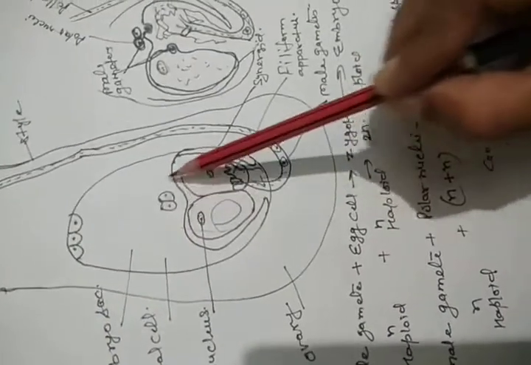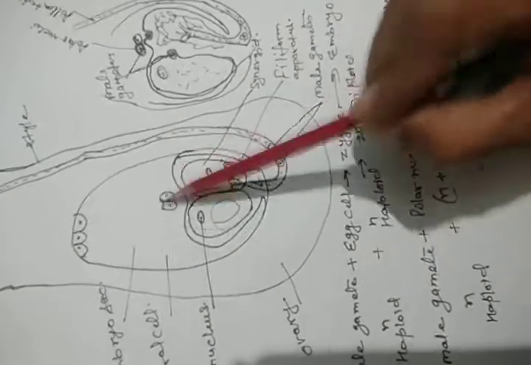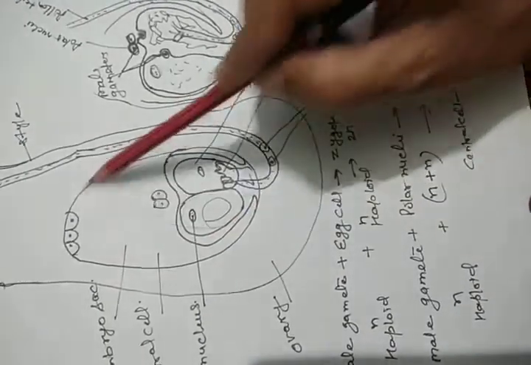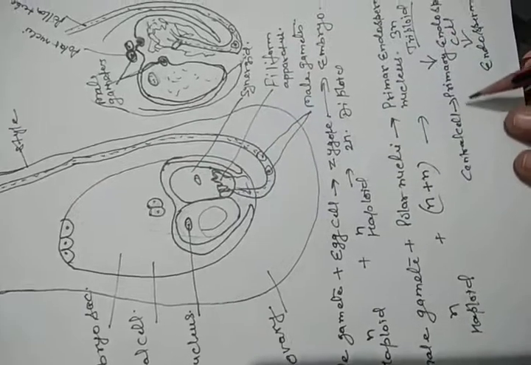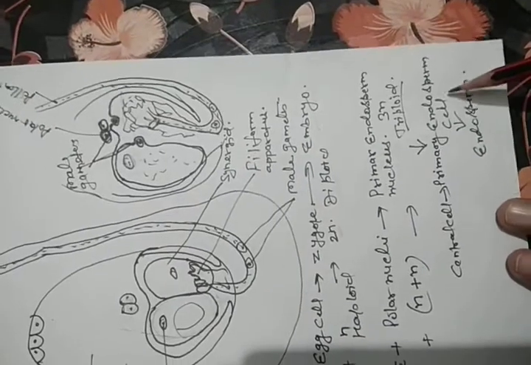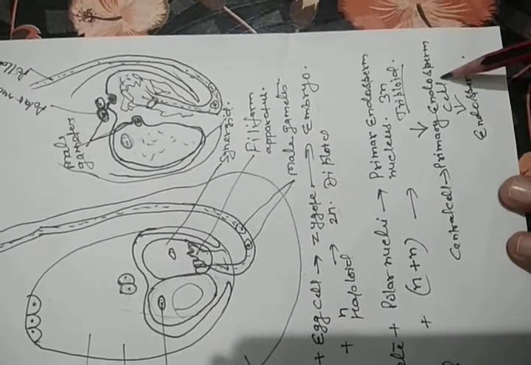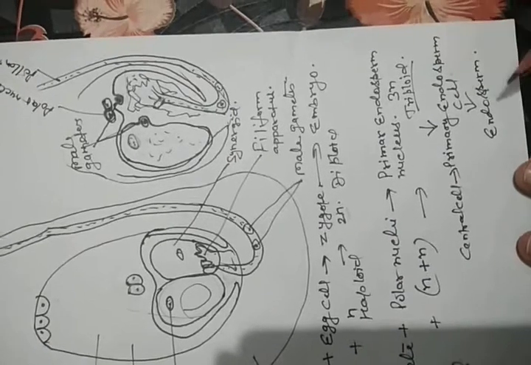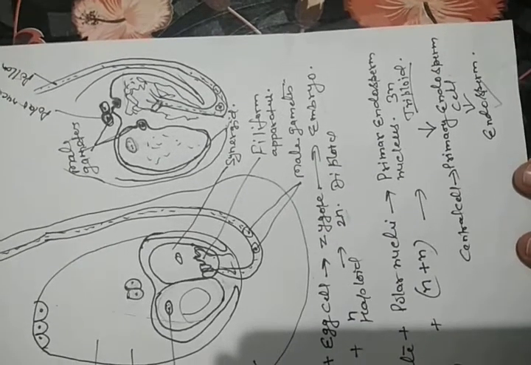Where? In the central cell. This is the primary endosperm nucleus formed here. And now after that this central cell, this complete central cell, changes into the primary endosperm cell, and this primary endosperm cell divides to form the endosperm.